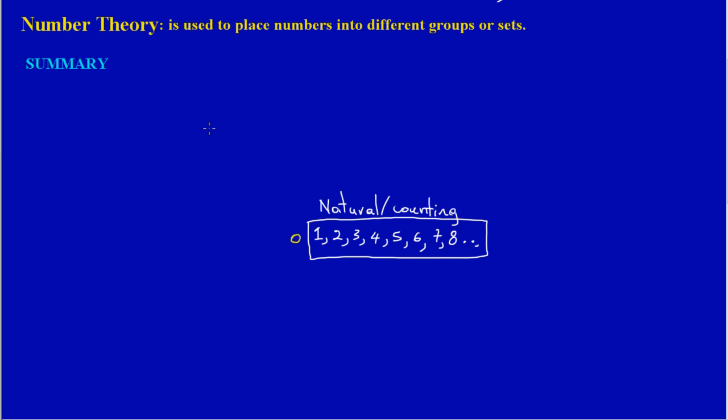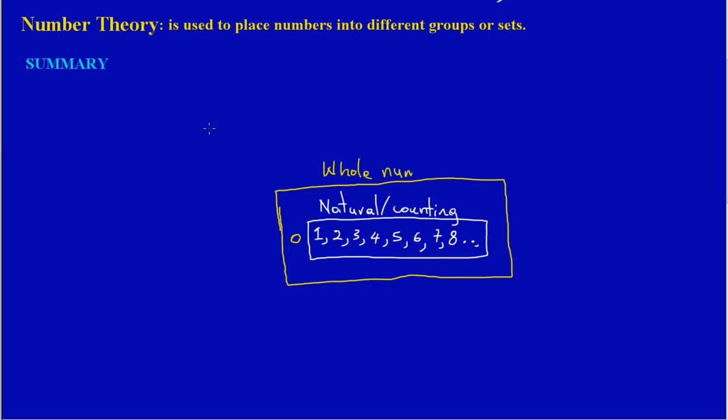Okay, good. Now if you look carefully, if I should add a zero to this set of numbers, right there, then all these numbers from zero now would be my whole numbers. So if I add a zero to my counting or natural numbers, I would get my whole numbers. Okay, so all of this group now is called whole numbers.